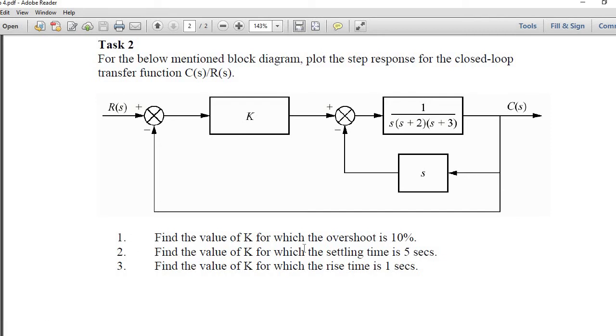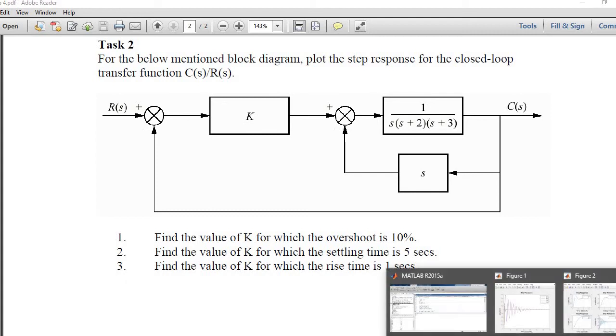Find the value of k for which the overshoot is 10%, find the value for which the settling time is 5%, find the value of k for which the rise time is 1 second. So you need to calculate 3 values. Now let's see how we can do this lab in MATLAB.